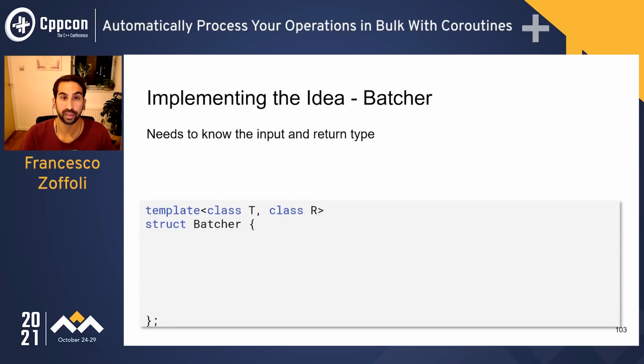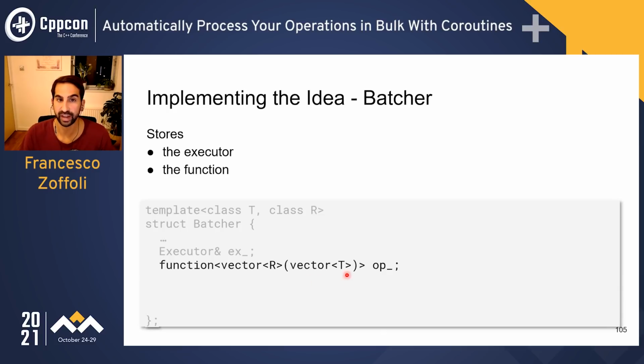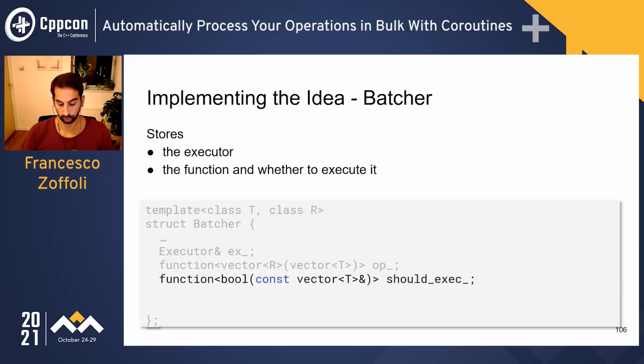So let's look at how we want to implement our batcher. We are going to need both the input type and the return type. So the batcher is going to be a template. The batcher is going to store the executor. This is needed because we need to know where to schedule the operations once the batch has executed. We're going to store the function that we need to execute. And here you can see it takes a vector of the input type and returns a vector of the return type. And also, we are going to store whether we need to execute it.